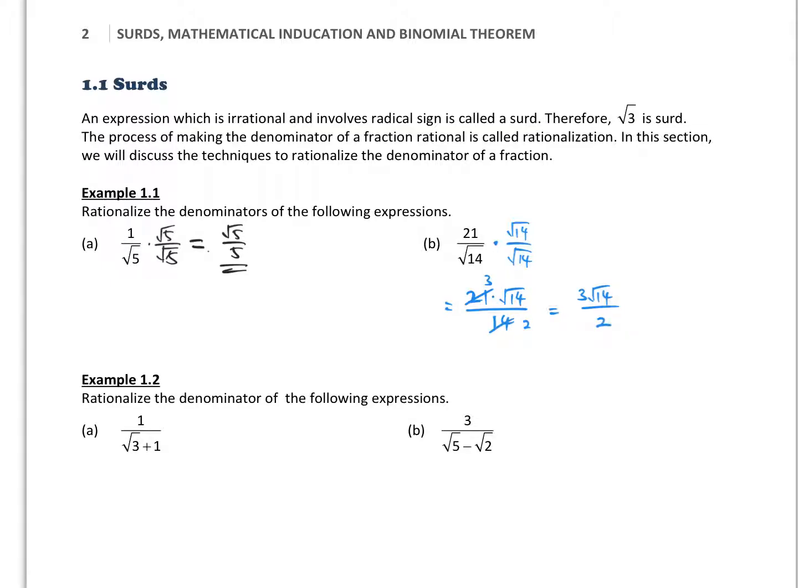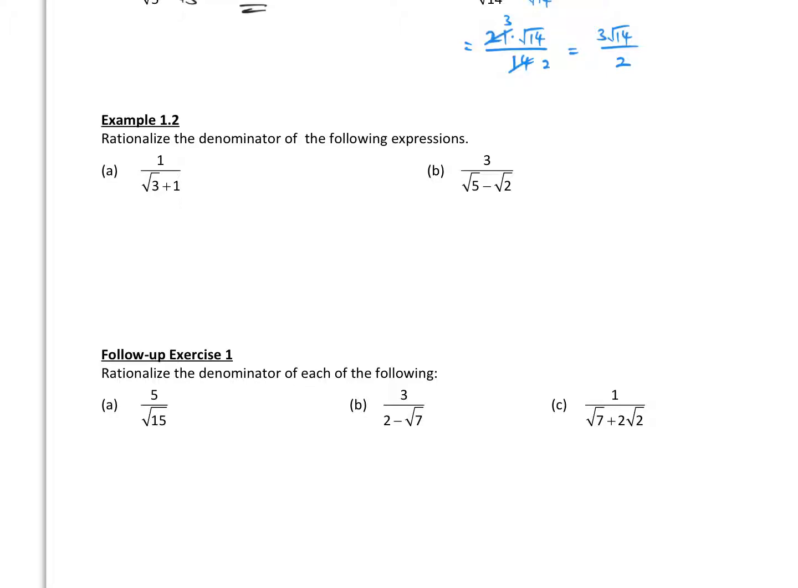How about example 1.2? How can we do the rationalization if the denominator is the sum of two terms? What can we do? The correct method is that we can make good use of one of the identities: a squared minus b squared is equal to a plus b times a minus b. How? Because I want to take the square of this term in order to change root 3 to 3. So you can regard root 3 plus 1 just like a plus b. I need to multiply by a minus b in order to use the identity to take the square of the first term.